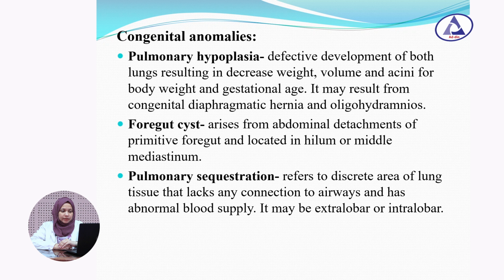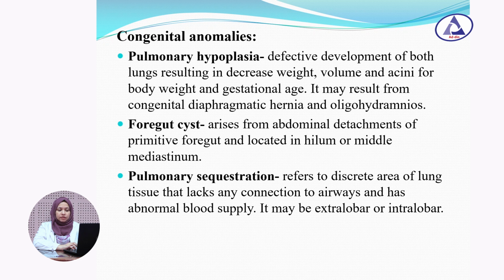Pulmonary hypoplasia is characterized by defective development of both lungs, resulting in decreased weight, volume, and acini for body weight and gestational age. It may result from congenital diaphragmatic hernia or oligohydramnios. The next one is foregut cyst. It arises from abnormal detachment of primitive foregut and is located in the hilum or medial mediastinum.